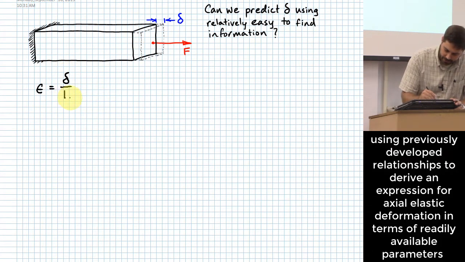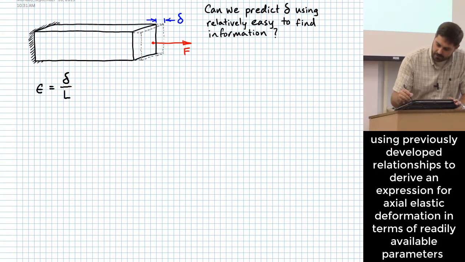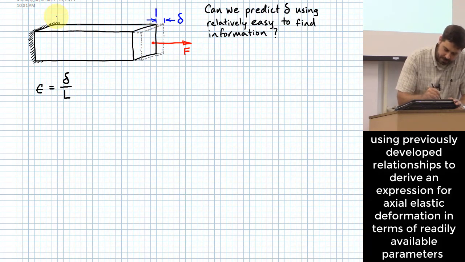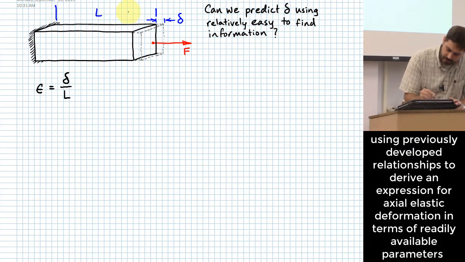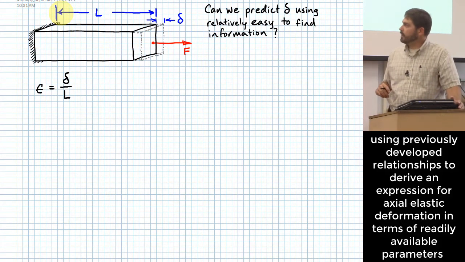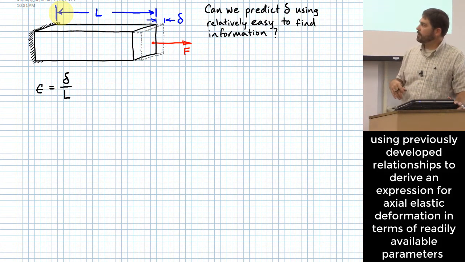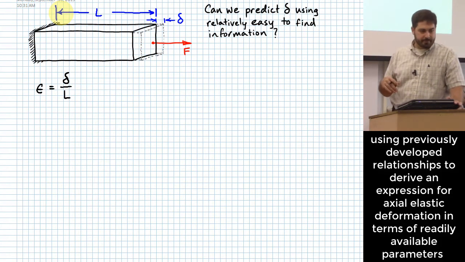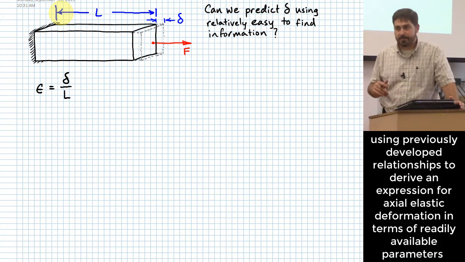Delta over L, where L is what? On this body, we could probably write L right here. That was our original length L, and we're saying it will deform under some force F, and delta over L gives us strain. Okay, so here's a question.